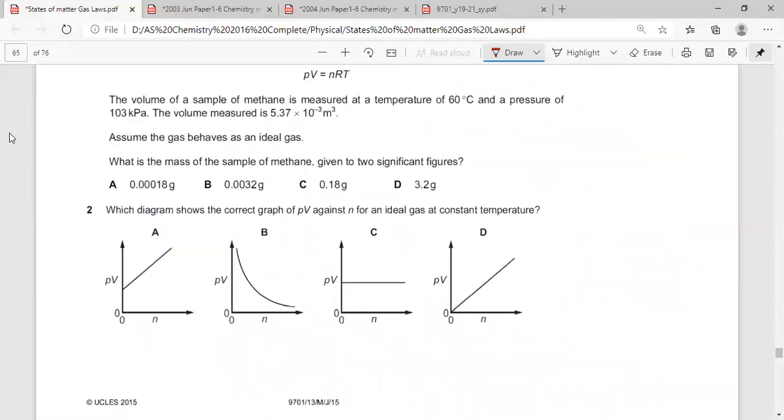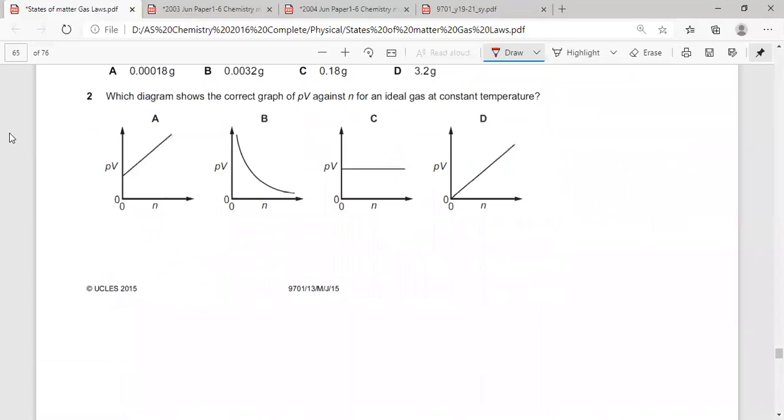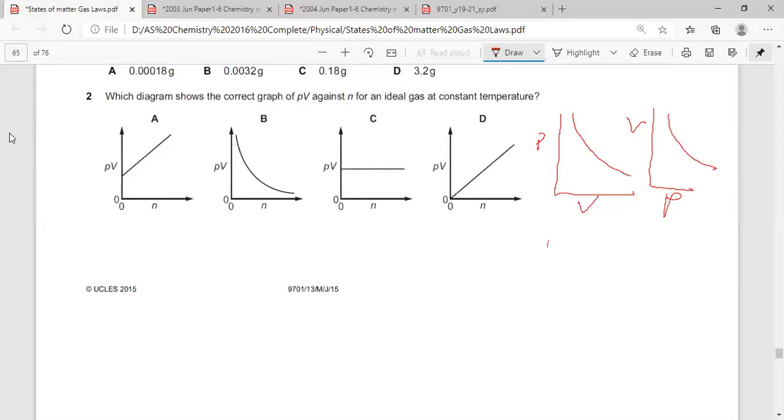Okay, now look at here, which again shows the correct graph for PV of an ideal gas against n. Remember, what we normally learn is P against V, or V against P, which is the same, or PV against P or V is a straight line. But now it's against n.